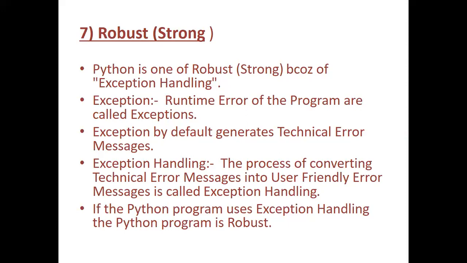Whenever we run the program, and in case we have any technical error messages, it converts them into user-friendly error messages, so that the end user or the programmer should understand what the error is. This process of handling the exception is known as exception handling, and that is why it is called a robust language. If the programmer uses exception handling in a Python program, it is a robust language.